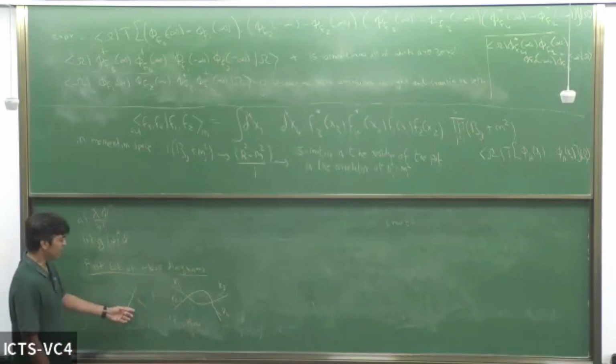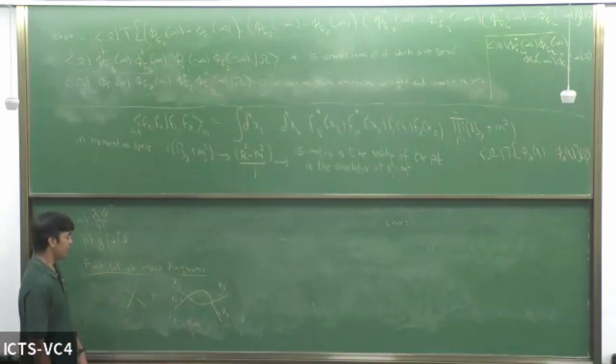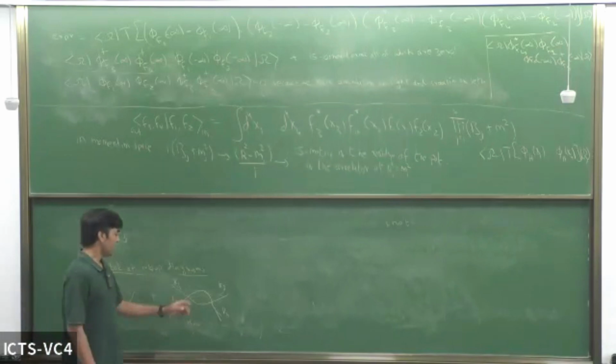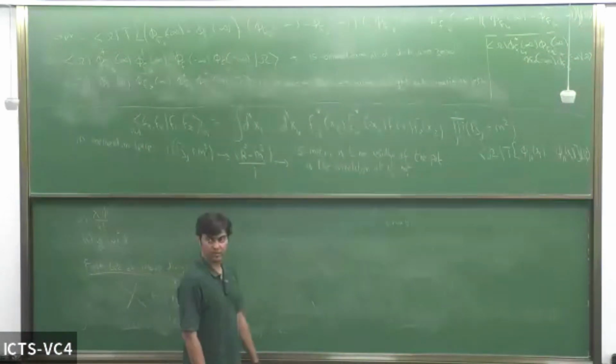Okay. This diagram we already evaluated, right? It told us what the scattering amplitude was at tree level. It was just minus I lambda. Okay. Now there's this diagram, and let's try and ask how this diagram behaves.